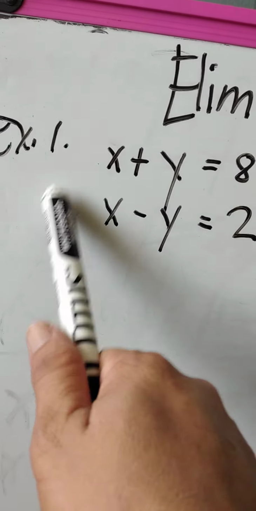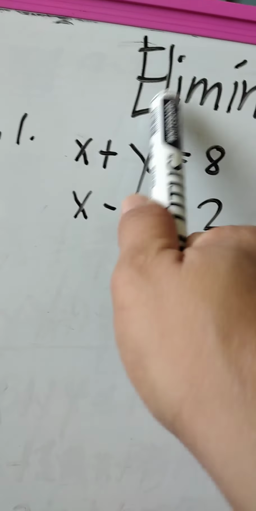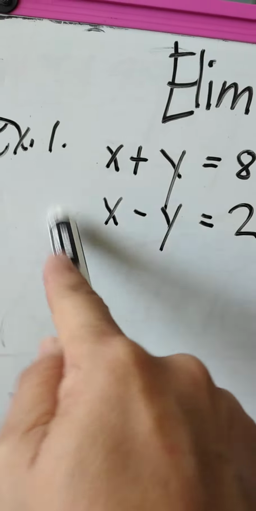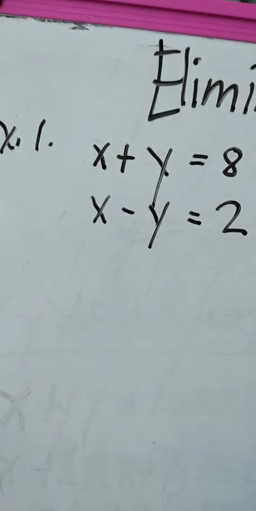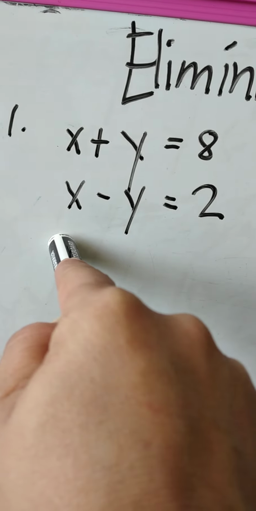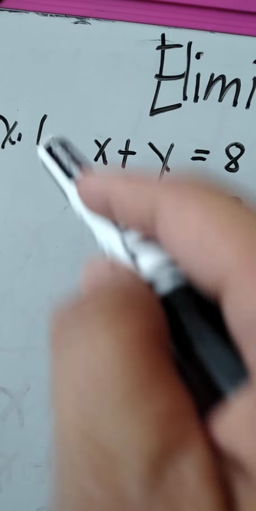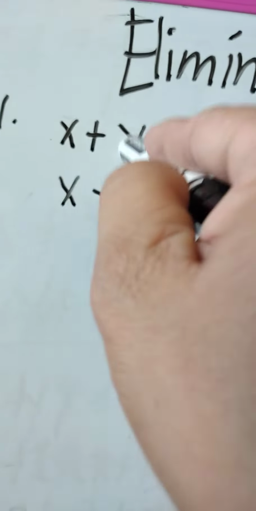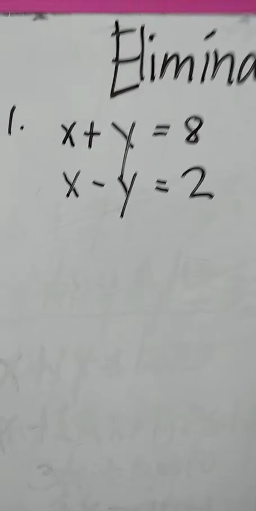If you want to eliminate the x and solve for y, this time you cannot add, because if you add, your x will become 2x. x plus x will give you 2x, so the x will not be eliminated. If you want to eliminate the x, you subtract, and then you change the sign. So we use elimination by addition this time.